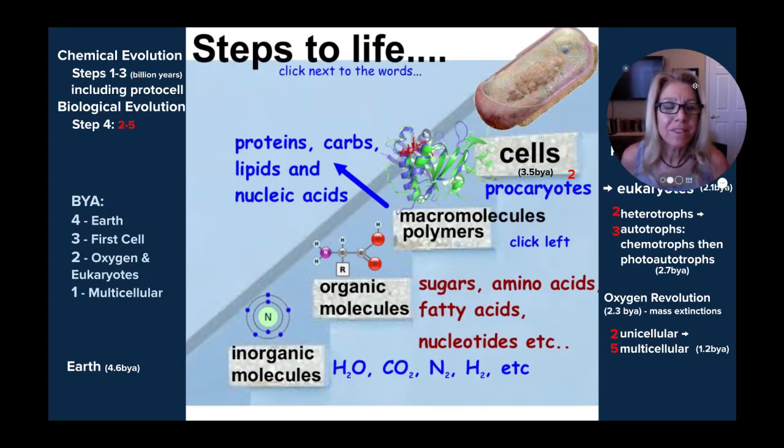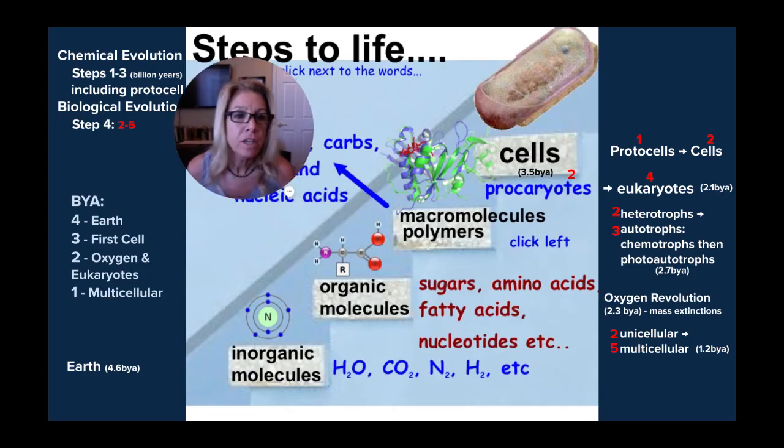So this is a little graphic that I share with my students. I don't know if you can see the stairs here in the background: inorganic to organic, polymers, and then to cells. Chemical evolution is the first 3 steps up the stairs, and then biological evolution is everything from there forward, so protocells to cells.